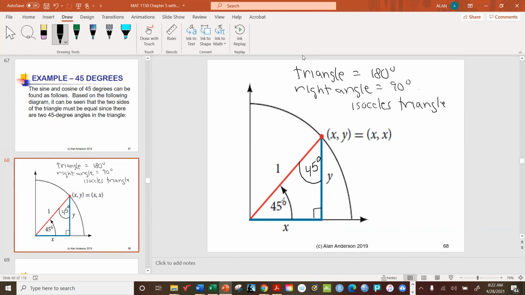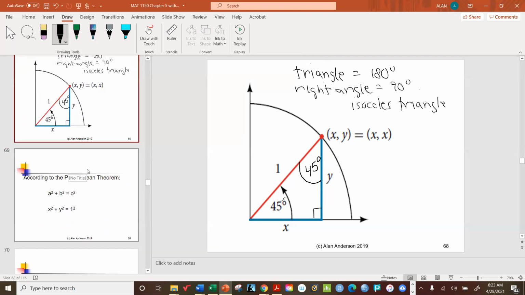Another nice thing about this is that it guarantees that x and y equal each other, because if this angle down here in the bottom left-hand corner is 45, and so is the one in the upper right-hand corner, that implies that whatever x and y are, they must equal each other. And so this point is actually rewritten as x comma x.